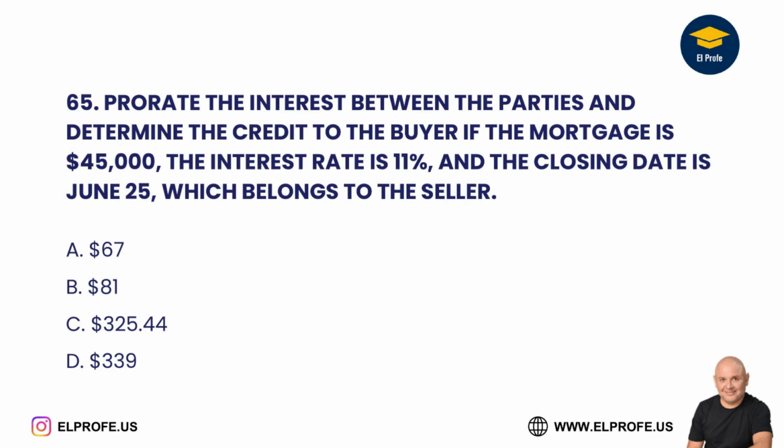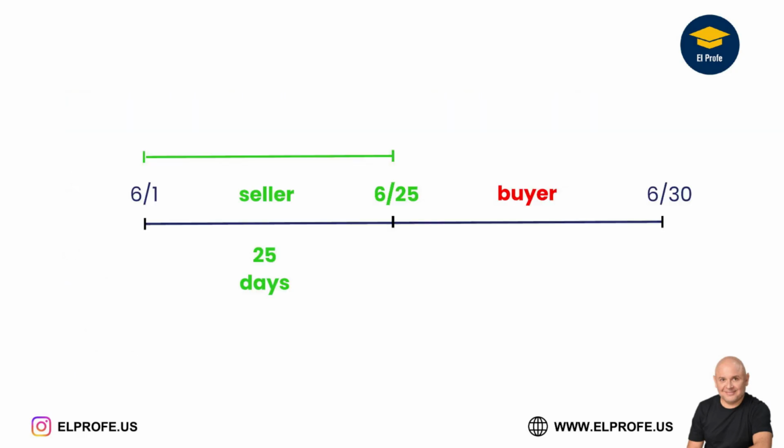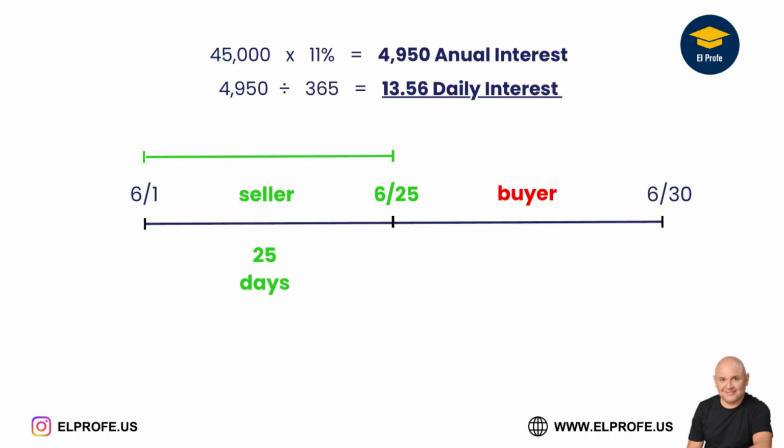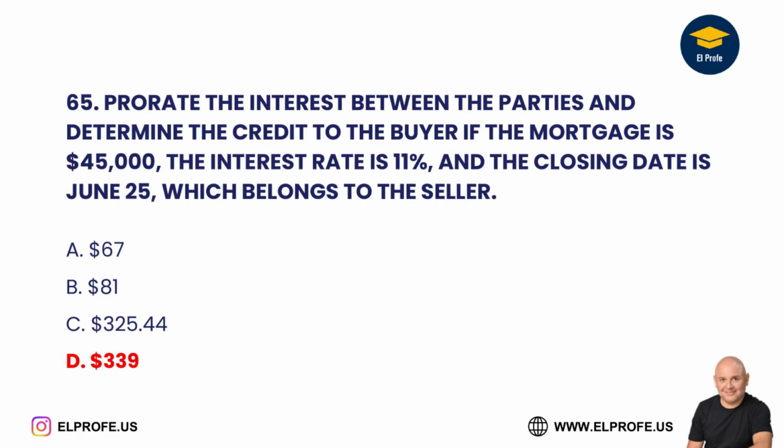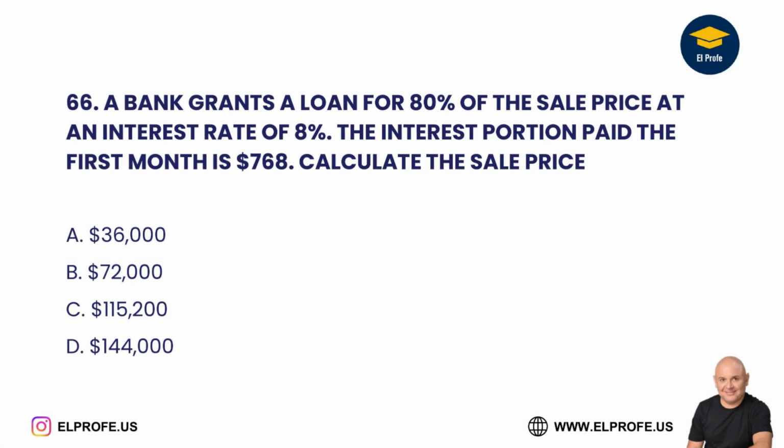Let's see what is the only difference between this question and the last one. The closing day is counted for the seller, and in the previous problem, the closing day was counted for the buyer. So, in the previous question, the seller had 24 days. In this one, the seller gets one more day, the closing day, which means they have 25 days. Therefore, the daily interest is still $13.56, but now it is multiplied by 25, and that gives us $339.